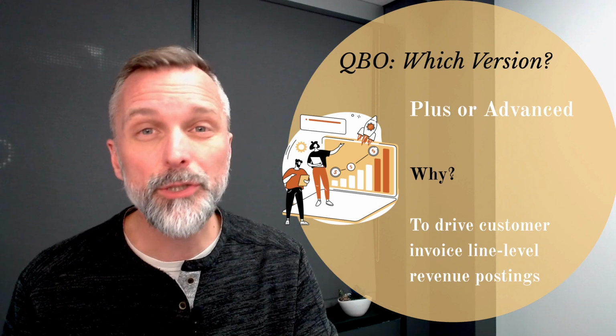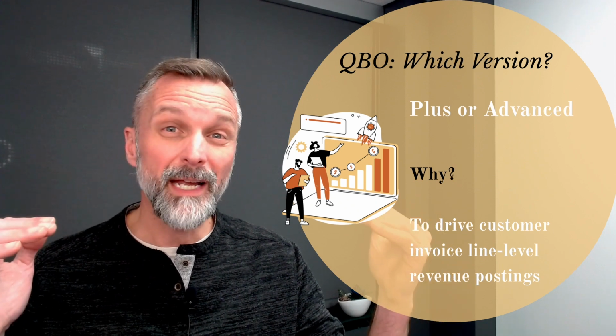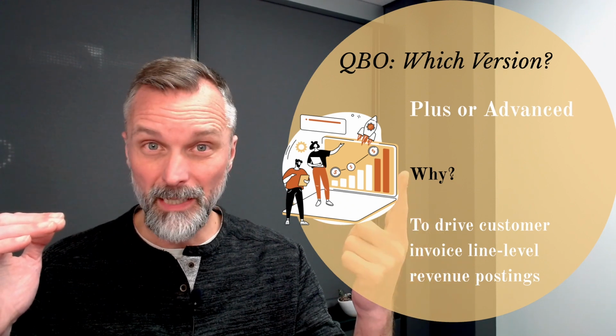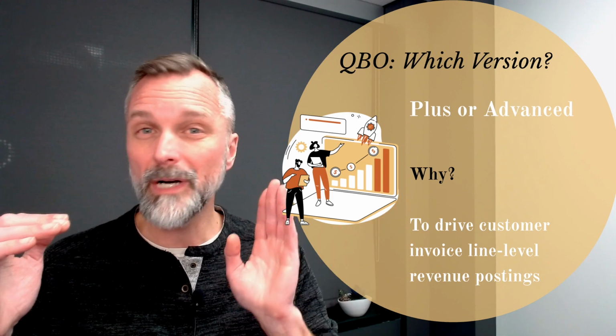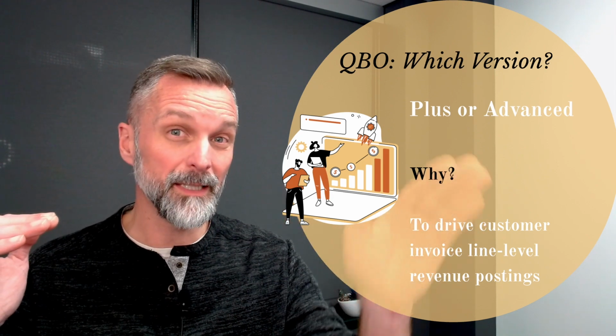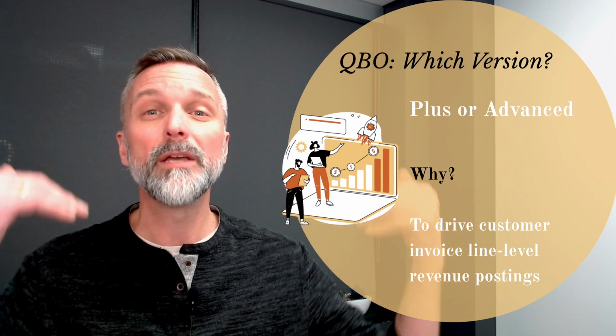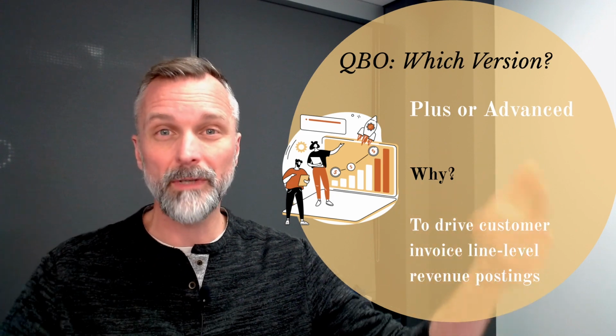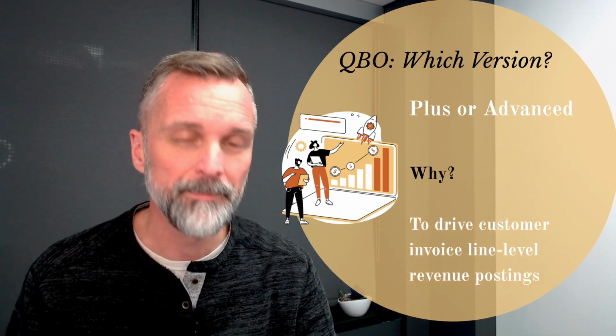Why? In short, it's in Plus or Advanced that you can define an item in QBO world, which allows you to drive where that revenue should hit on the profit and loss statement when you sell something on an invoice to a customer. That's the short version.